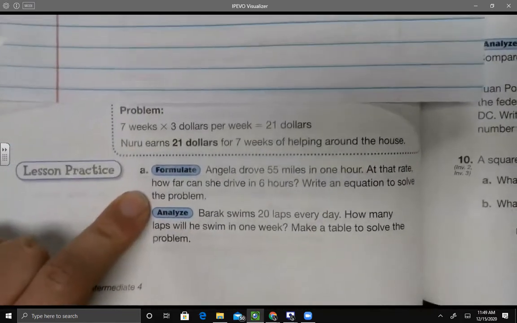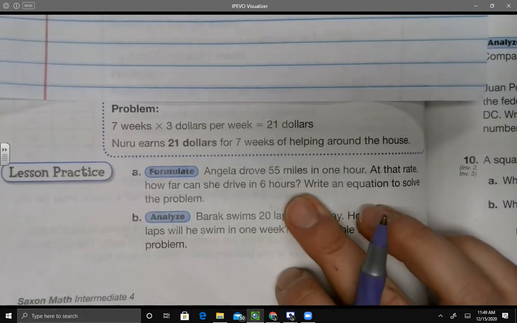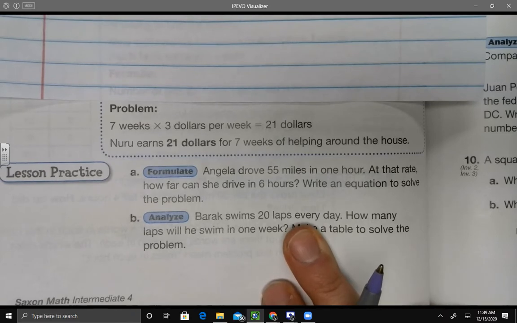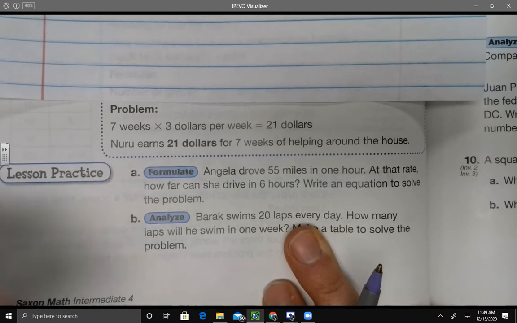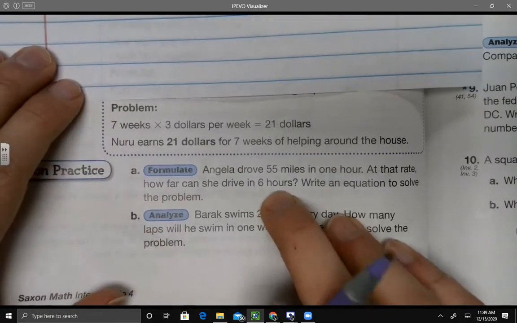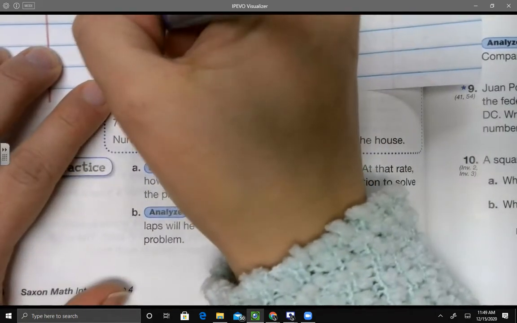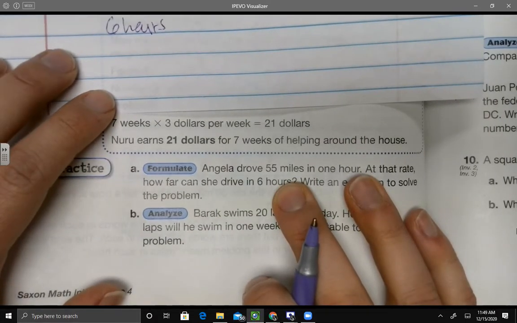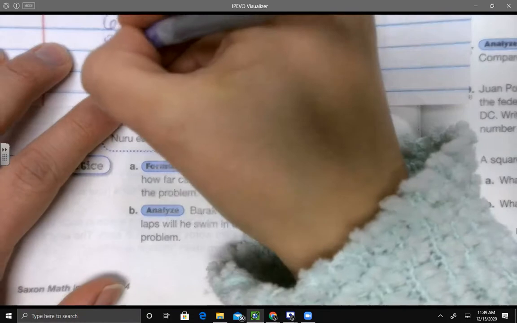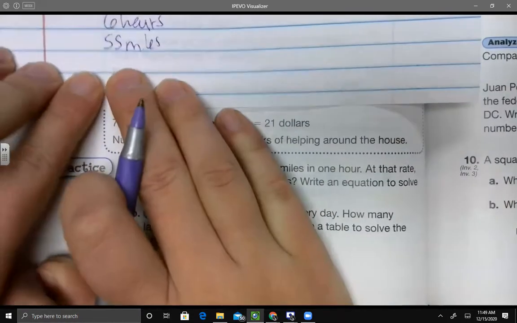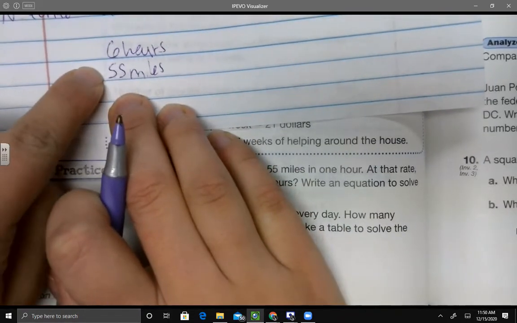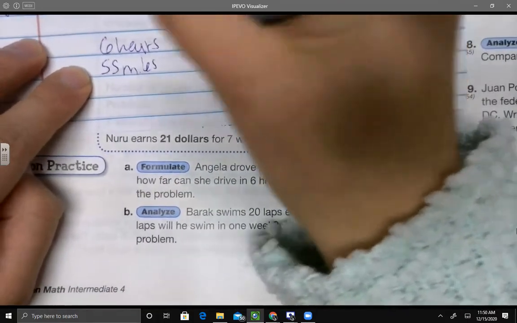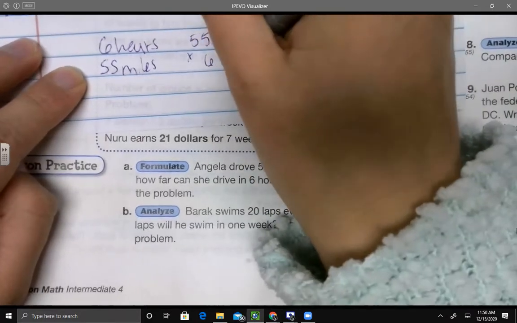All right, we're gonna do lesson practice A together too. Angela drove 55 miles in 1 hour. At that rate, how far can she drive in 6 hours? Write an equation to solve the problem. All right, so we have our group. Our group is 6 hours. And then we have our distance, how many miles she went. She went 55 miles. Now, once again, we don't put the bigger number on the bottom. We need to move that to the top. Because of the commutative property, it does not matter the order.